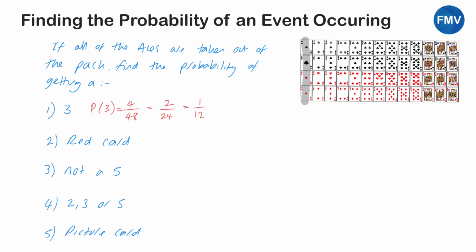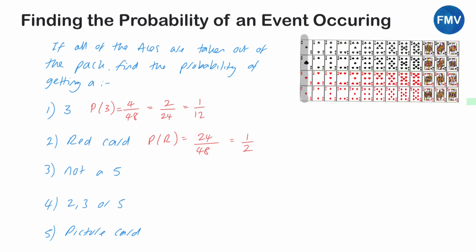Looking at question number 2, what's the chance of getting a red card? These are all the red cards. And if you look at that, there are 26 red cards in total. Take away the two aces, gives me 24 over a total of 48, as we said earlier. Well, that's half. And if you think about that, half of the cards are red, half of the cards are black.